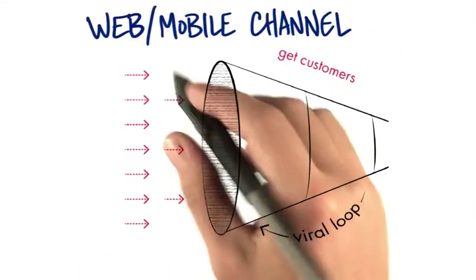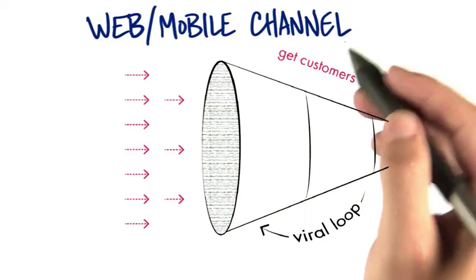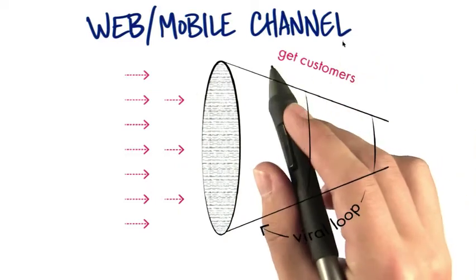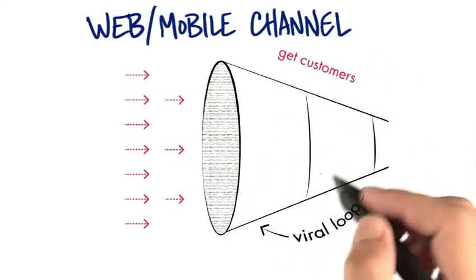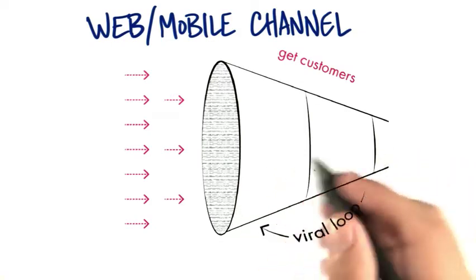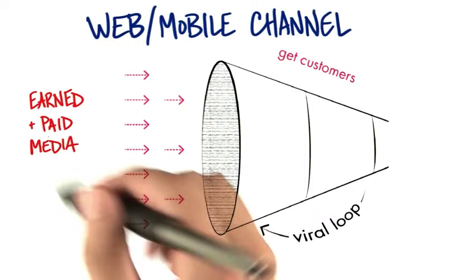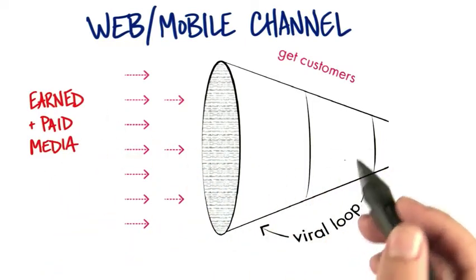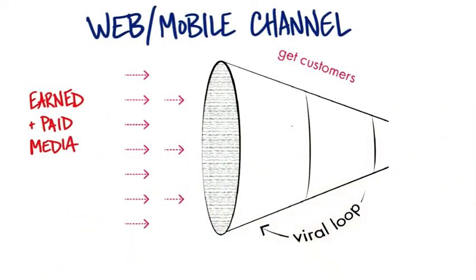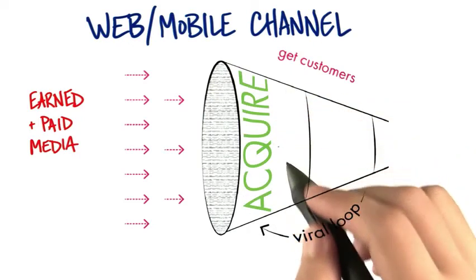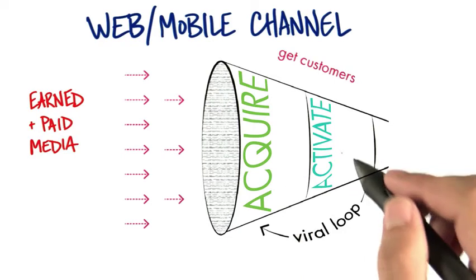So let's take a look at now the web mobile funnel. Now, what's really interesting is in the web mobile funnel, the getting customers part of the funnel is actually quite simple, at least on first glance. We still have earned and paid media driving customers into the funnel. If you remember, we understood who the customer archetype was. We're running search engine marketing or search engine optimization. But in the web, we just really have to do two things. First one is we got to acquire customers, and then we activate them.